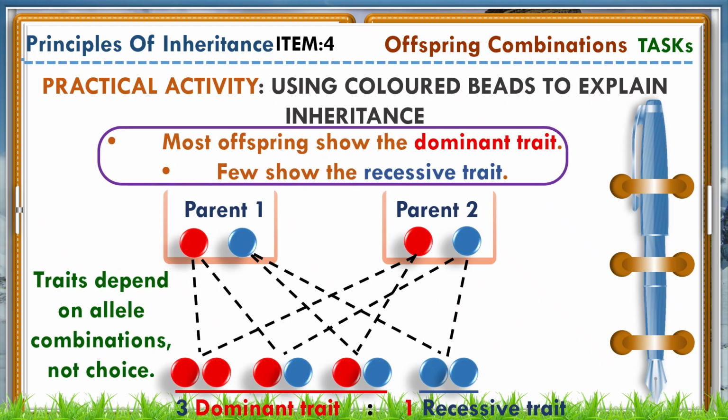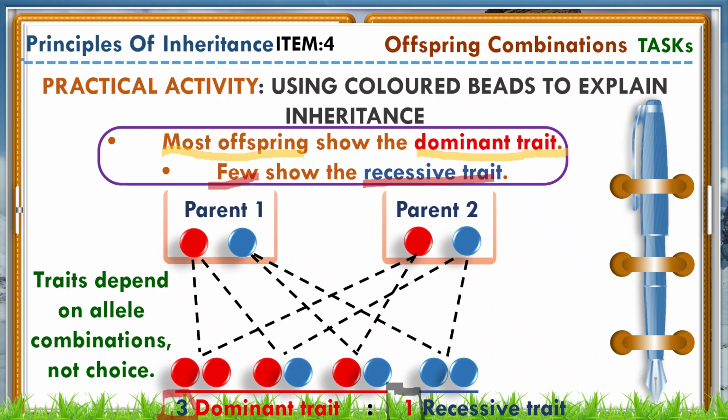So here we can summarize and say that most of the offspring show a dominant trait, and only very few will show the recessive trait. Like we have seen here, 3 out of 4 are going to show a dominant trait, and 1 out of 4 will show a recessive trait.